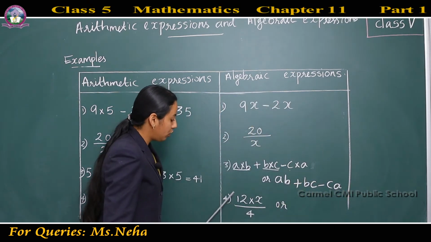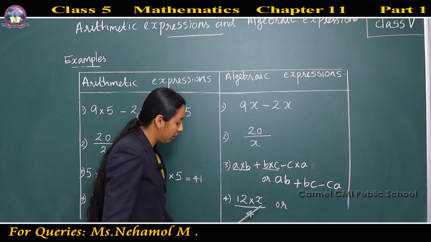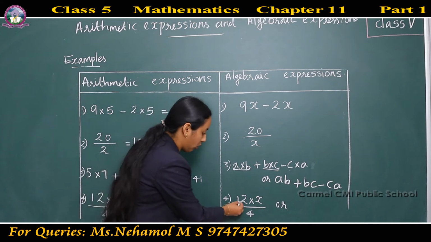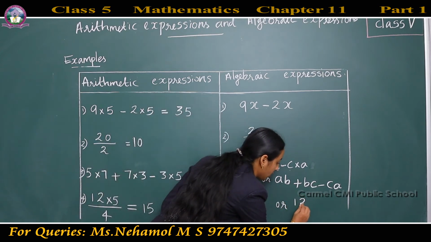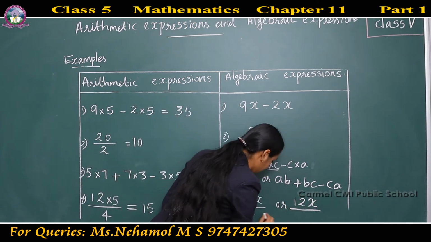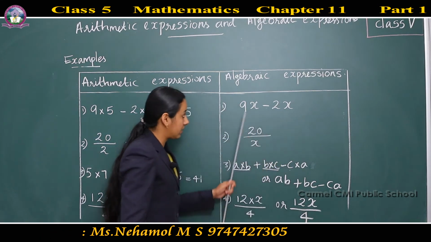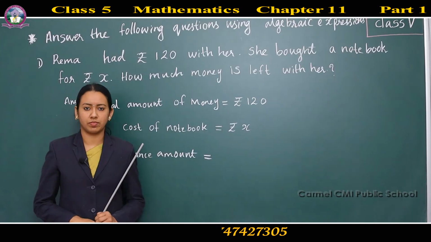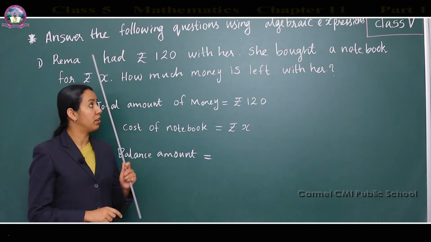Then next one, 12 into x by 4. This is also an algebraic expression. Then 12 into x can be written as 12x, and 12x by 4. These are the examples of algebraic expressions. Now we can go through some questions.